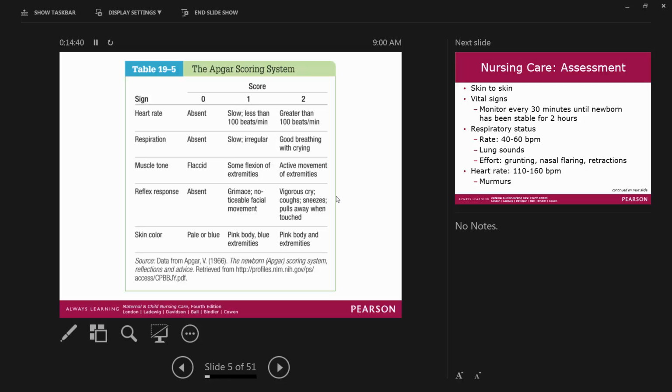Reflex response. So this is when I'm drying my baby off and stimulating my baby. Maybe I'm flicking my baby's feet. Is my baby just laying there taking it like a rag doll? Okay, that would be absent. No reflex response. No response to what I'm doing to it at all. It's just laying there. Okay, if my baby kind of, I don't like that, stop doing it, and that's all my baby does, she only gets a score of 1. Okay, but if my baby cusses me out laying there on the table, then my baby gets a 2. Okay, if he or she is screaming, if they're fighting me, they get a 2.